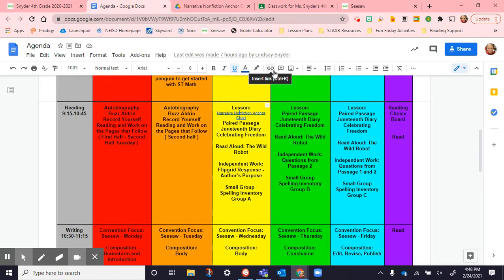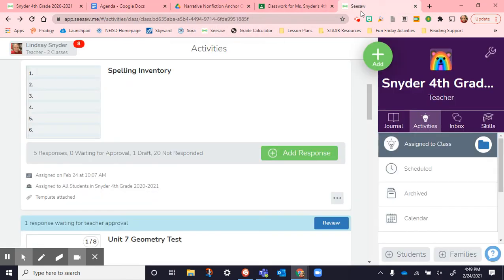When they're paired like this, you're comparing and contrasting. So you read the first, you read the second, and then you think about, okay, what kind of things do these passages have in common? How are they alike? How are they different? And so we'll go over that on Friday. And then that is in Seesaw.